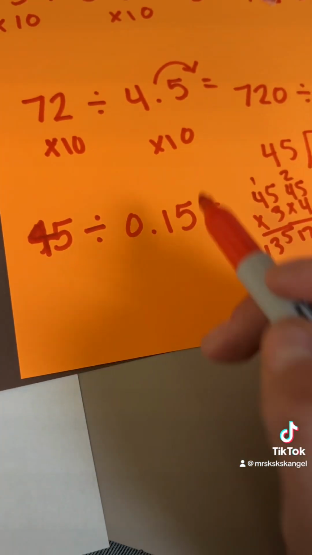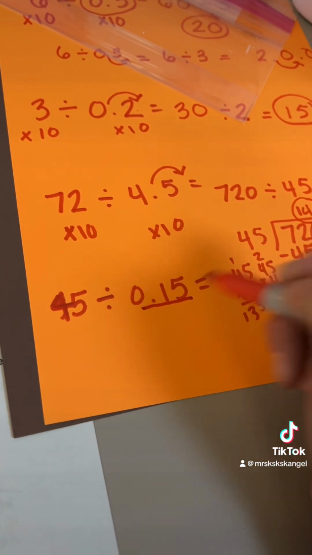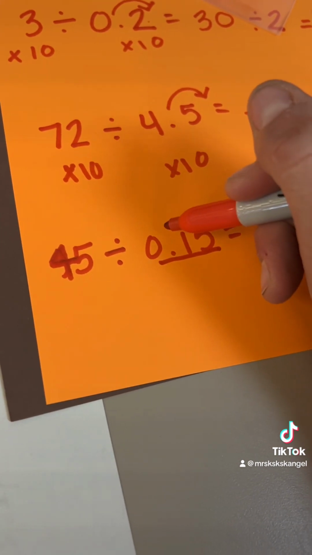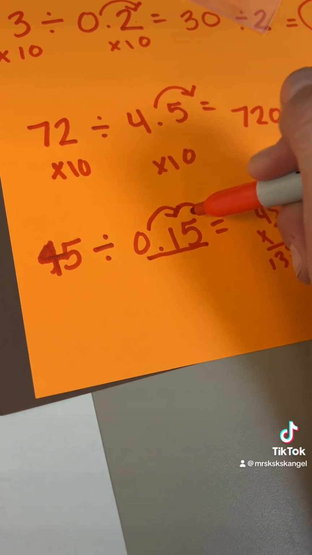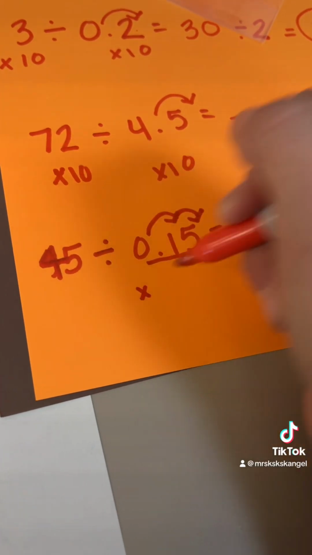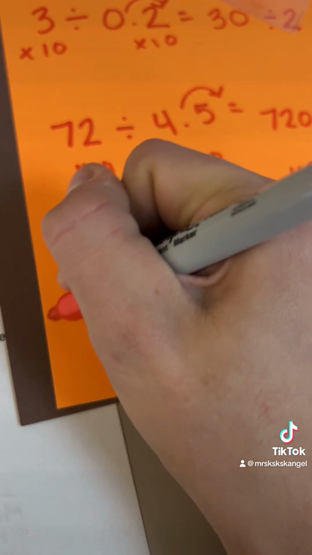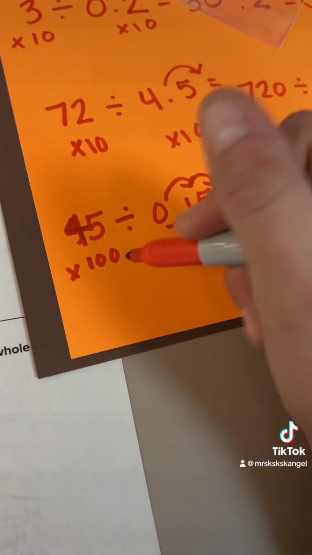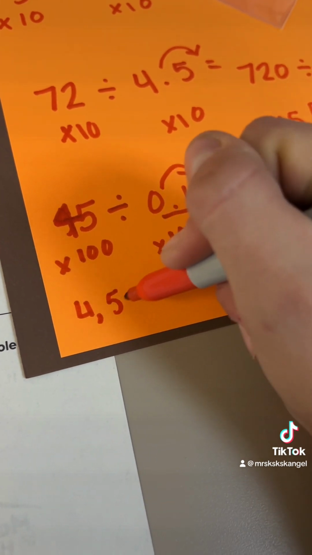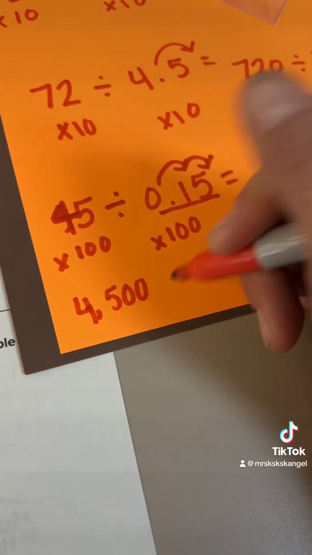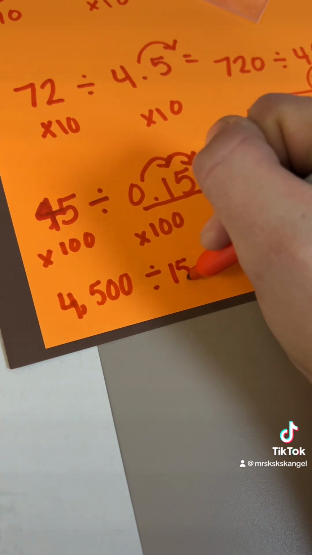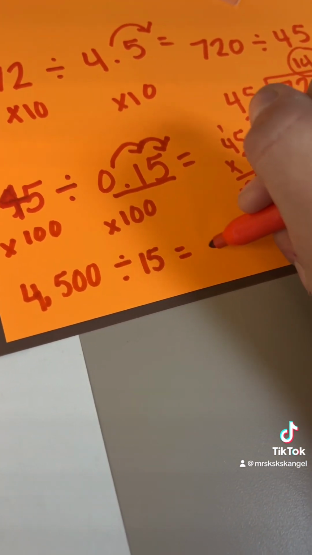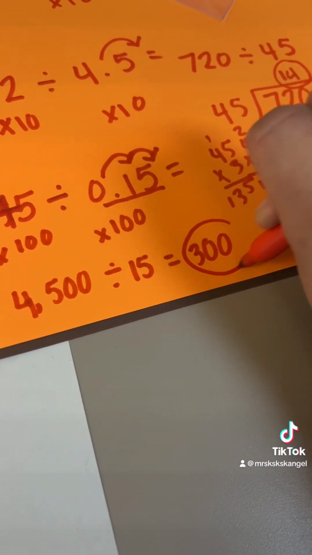Now, this last one here, we've got a number in the hundreds place. So if we want to eliminate our decimal, we're going to have to move it over 2 times, which means that we're going to be multiplying by 100. And what you do to one side, you have to do to the other. And when you multiply by 100, you get 4,500 divided by 15. And when you divide, you end up with 300.